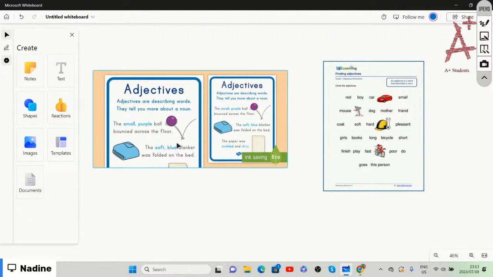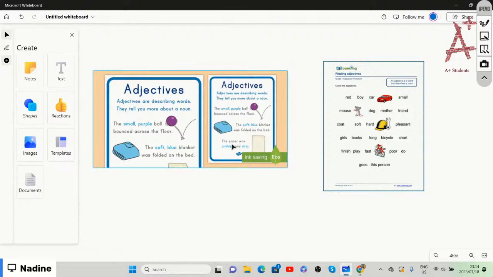The soft blue blanket was folded on the bed. So instead of just saying that the blanket was folded on the bed, we are describing the blanket as the soft blue blanket, right? So we are saying that this blanket is soft, but also it is blue in color, right? So that basically describes the noun, right? So it describes whatever we are actually talking about.